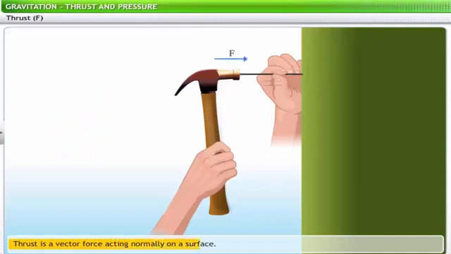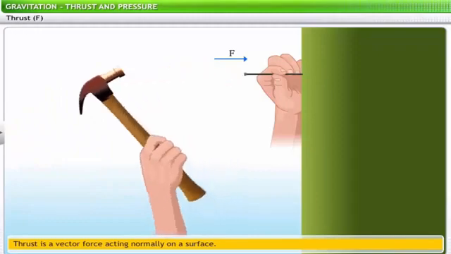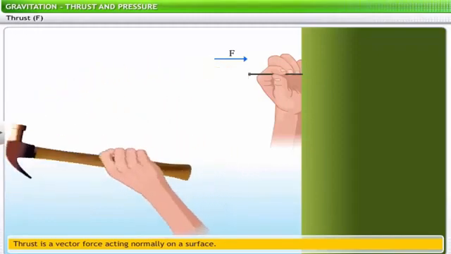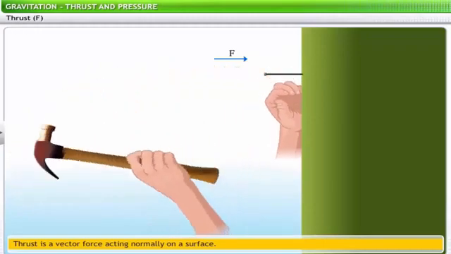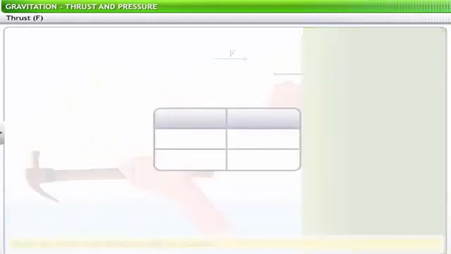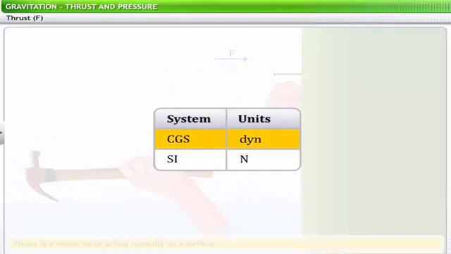Thrust is a vector force acting normally on a surface and is denoted by F. For example, consider the simple act of driving a nail into a wall with a hammer. The force that you exert on the hammer during this activity is thrust. Thrust is measured in dyne in the CGS system, and Newton denoted by N in the SI system.